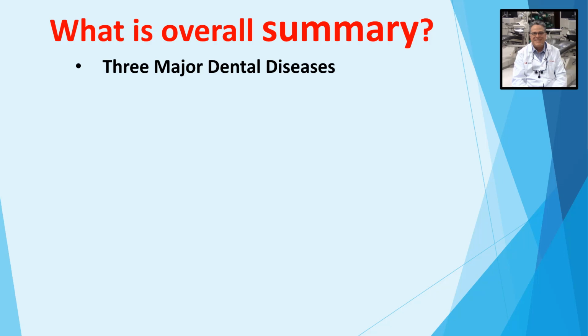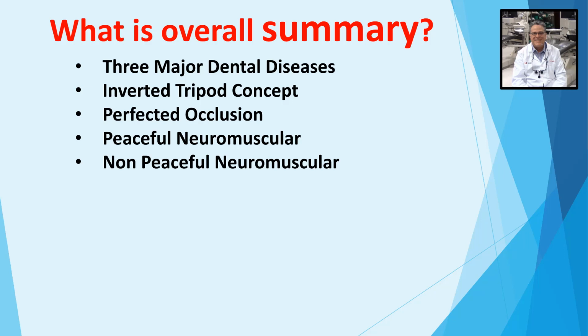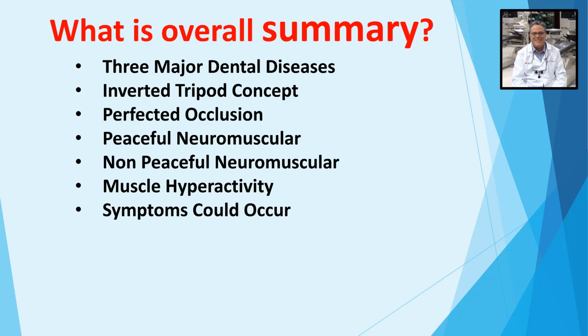Well, first we started and we talked about 3 major diseases. And we talked about the inverted tripod concept and how that is a good mechanism for understanding a perfected occlusion, one that has been improved for stability and protection. And when we have a perfected occlusion, we showed you how then we have a peaceful neuromusculature. And then we shifted into dysfunction or non-peaceful neuromusculature. And we showed that it can create muscle hyperactivity, which can potentiate breakdown and excessive forces of the joint, muscles, or teeth. And symptoms could occur in either the teeth, the muscles, or the joint, or none.